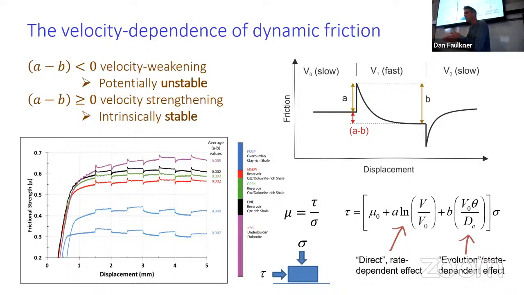So if you start to slide your fault a little bit faster, it becomes weaker, so it starts to slide a bit faster again, and then there's a kind of feedback loop there which can produce an instability. So negative A minus B's are what we call velocity weakening behavior or rate weakening behavior, and this can potentially nucleate earthquakes.